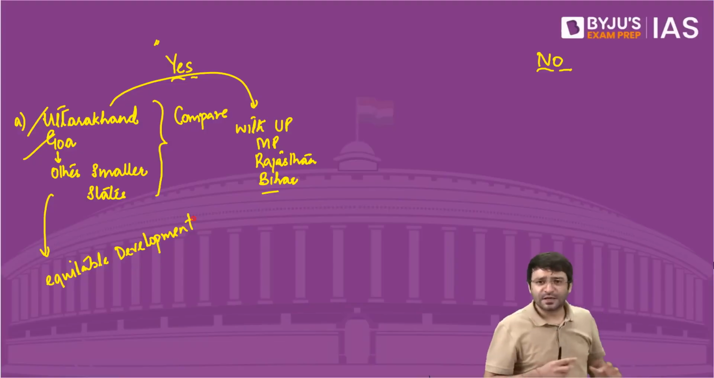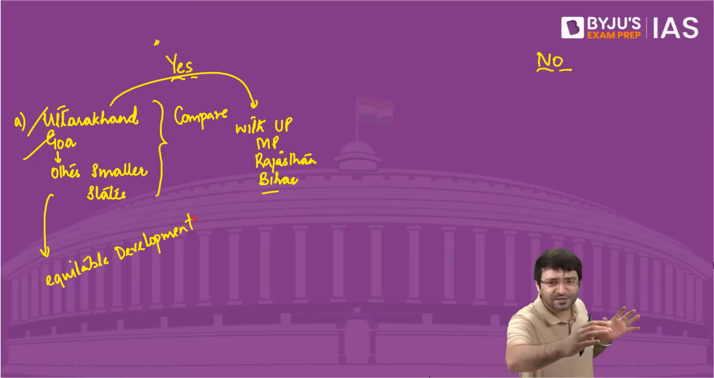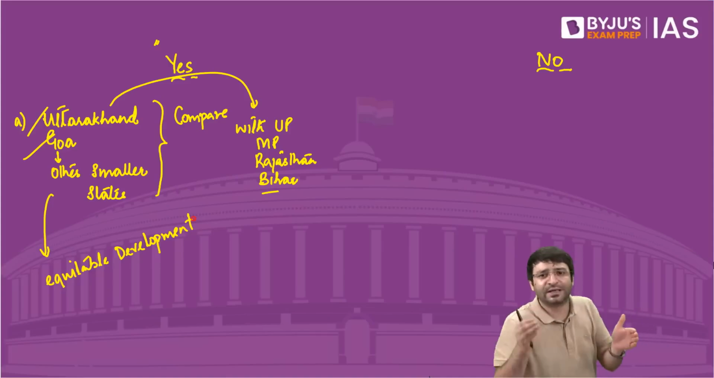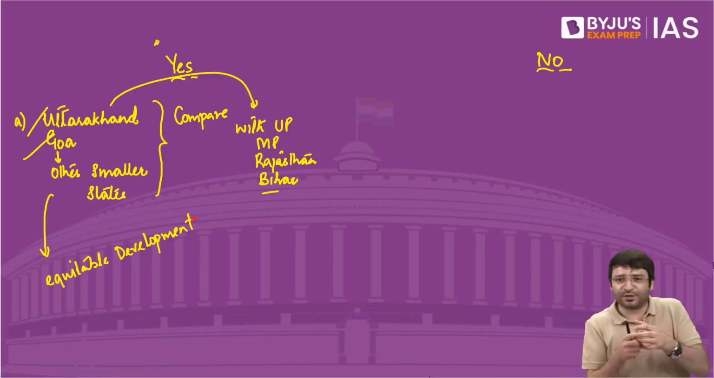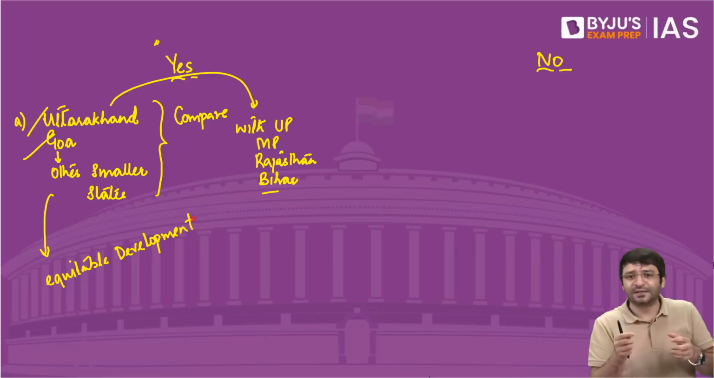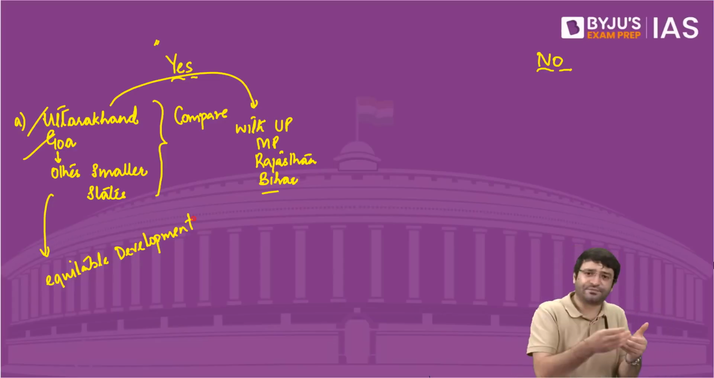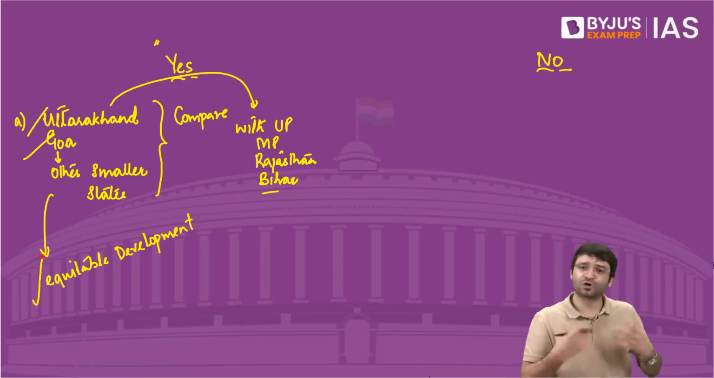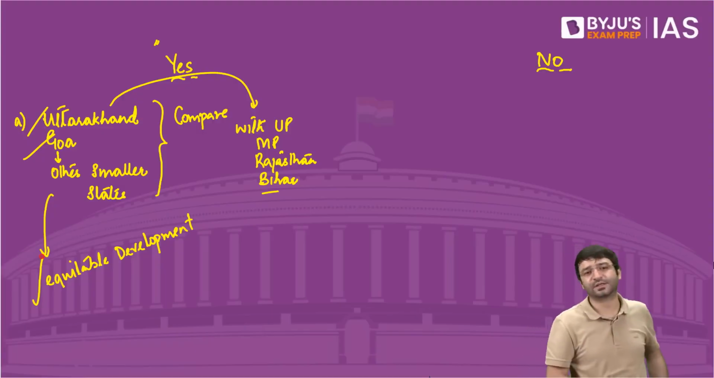Span of attention. Similarly, if the state is larger, massive, you may not be able to give attention to all the areas of that state. But if the state is smaller, you will give equal attention to all the areas. It will lead to equitable development, something that we have witnessed in Goa, something that we have witnessed in Uttarakhand. So for equitable development, small is beautiful. Let's have more and more smaller states.